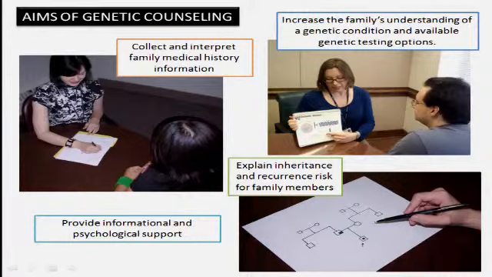So through the counseling session, we collect and interpret family history information, explain inheritance and recurrence risk for family members, although sometimes we don't have all the answers, but at least we can lay it out as to what we know and what we don't know. And in addition, genetic counseling provides informational and psychological support.